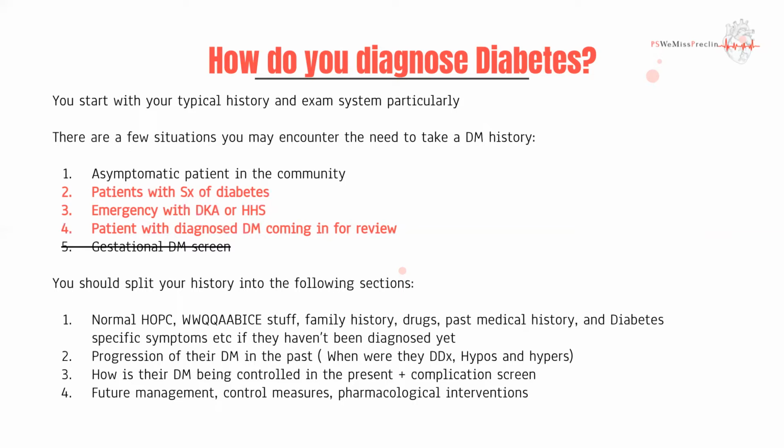So when were they diagnosed, how good the control has been, especially if you've been their GP, their recent blood work, and then ask how their diabetes is being controlled, assess for complications, and ask what they are doing to better improve their health, and then talk about future management, control measures, as well as pharmacological interventions. And this would obviously relate very closely to their disease status.